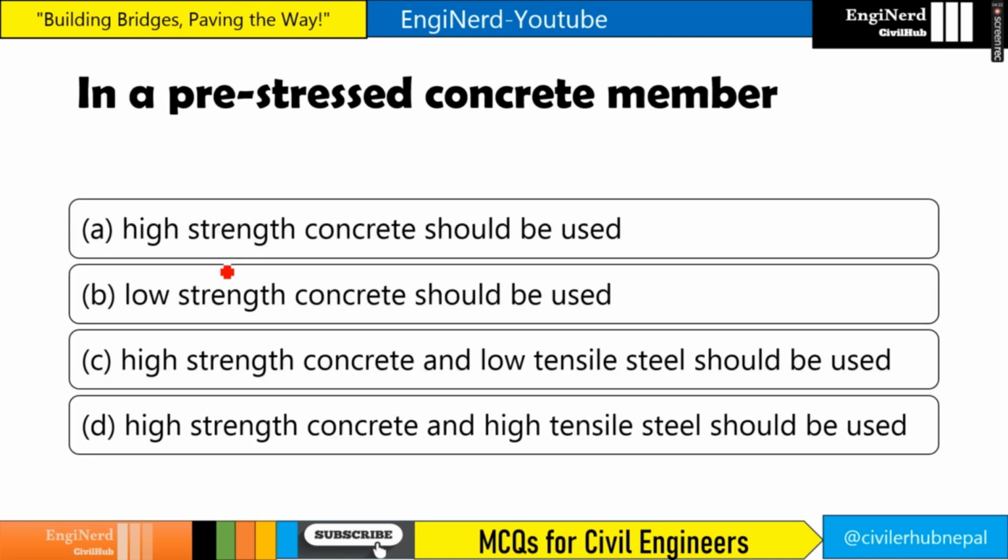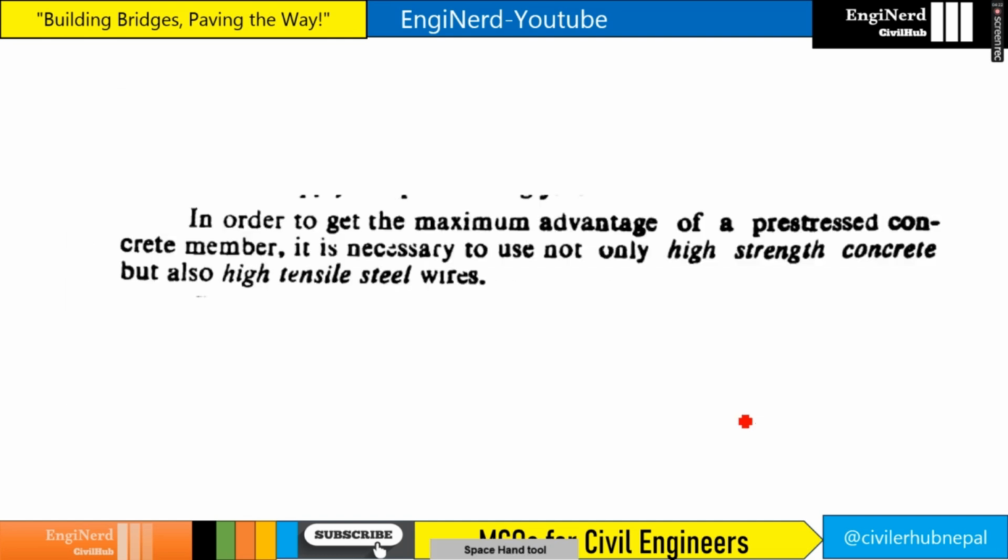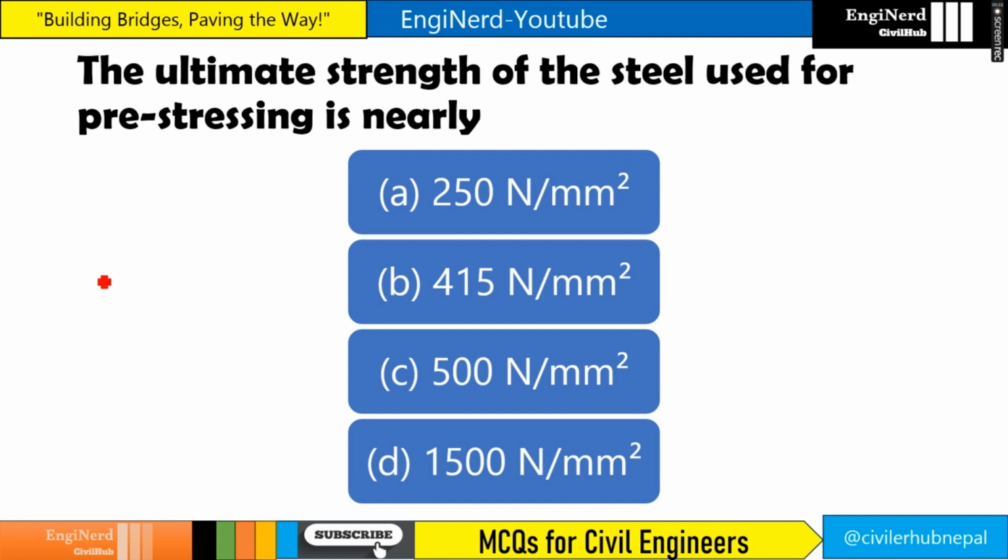In a prestressed concrete member, we already talked about this: high strength concrete and high tensile steel should be used. In order to get the maximum advantage of a prestressed concrete member, it is necessary to use not only high strength concrete but also high tensile steel wires. The ultimate strength of the steel used for prestressing is nearly 1500 Newton per mm square. The exact answer is option D, 1500 Newton per mm square.